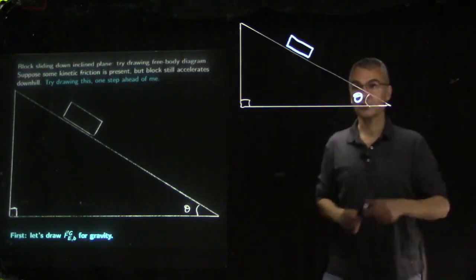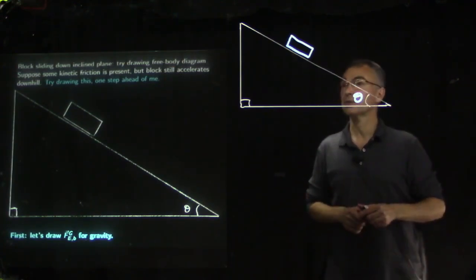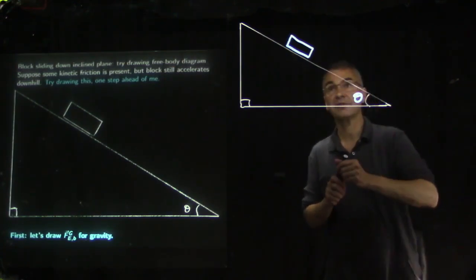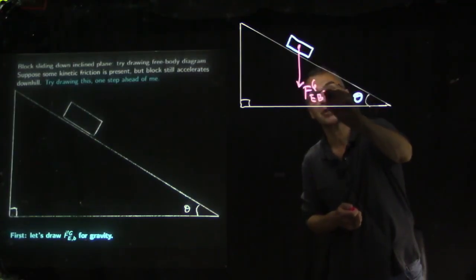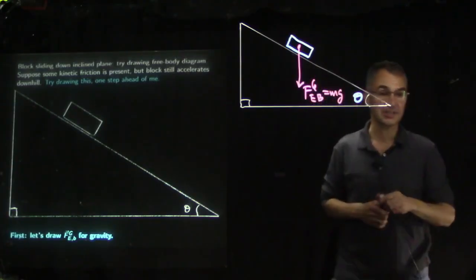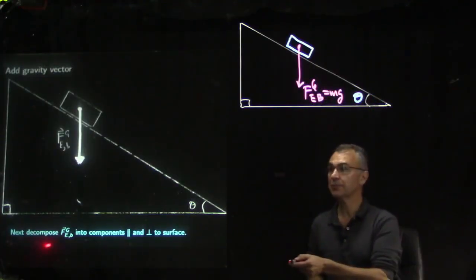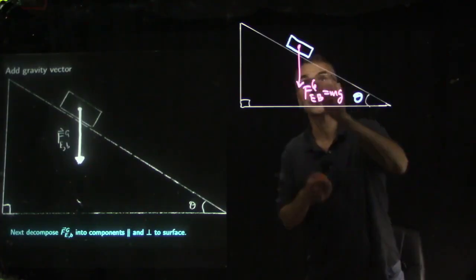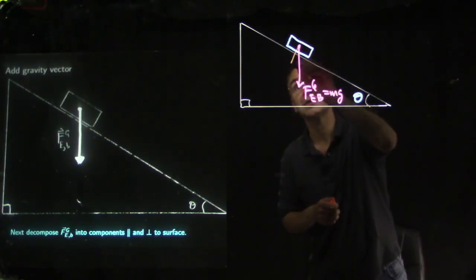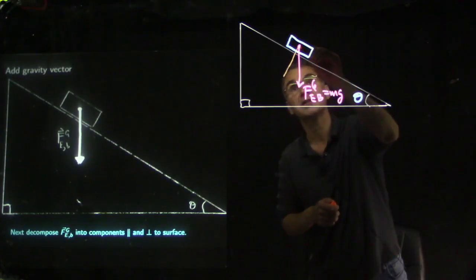So let's start. We want to draw the forces acting on this block. So we'll start out by drawing the gravity vector. So the gravity vector is straight downward. So there is the gravitational force exerted by Earth on the block, and it is just mg. Now this next step is going to be tricky. We want to decompose the gravity vector into components parallel and perpendicular to the surface. So here is a component perpendicular to the surface, and then here is a component parallel to the surface.